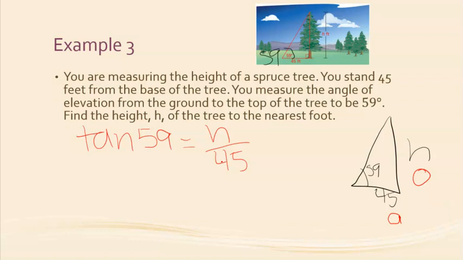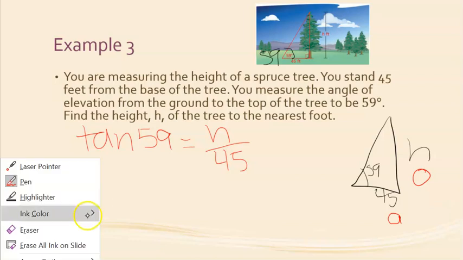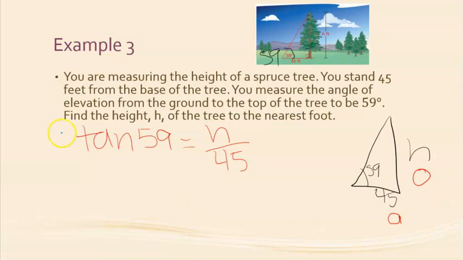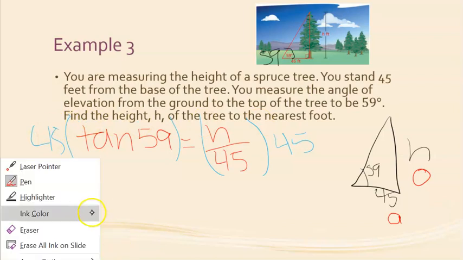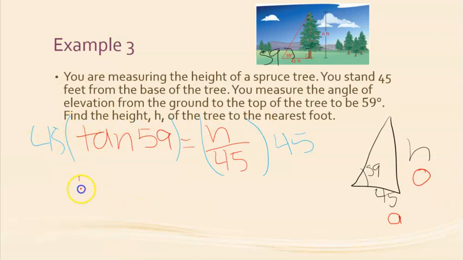How do I get h alone? I always want to do the bottom number of the fraction. So this time I want to multiply by 45. Okay, so then I get 45 tan 59 equals h. So I can type this straight into the calculator. So 45 tan 59.